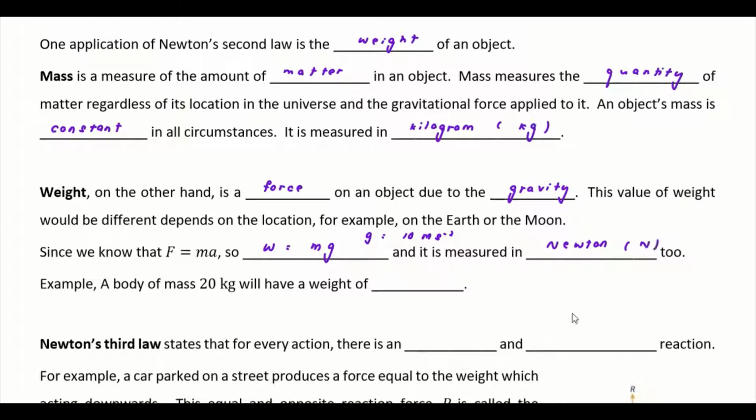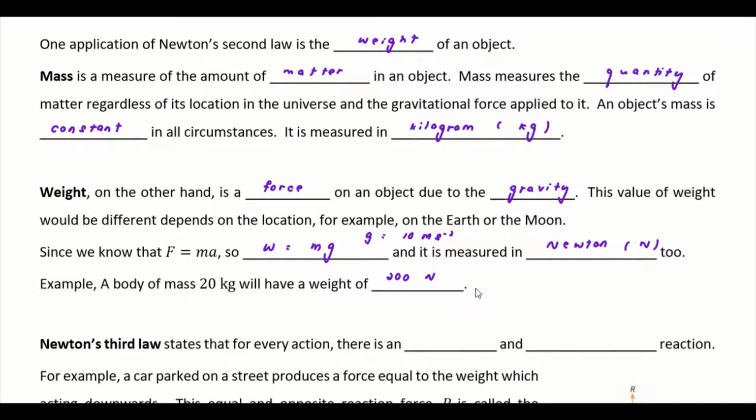So for an example, a body of mass 20 kilogram will have a weight of 200 Newton. Simple as that. I hope that you can understand this idea because later when we attempt some of the questions, they will use mass instead of weight, so you will need to know how to convert between them.